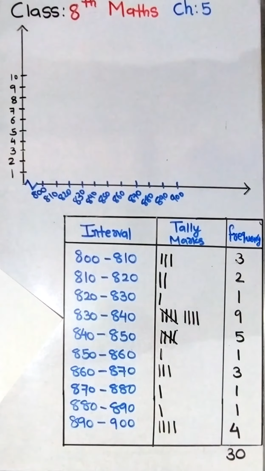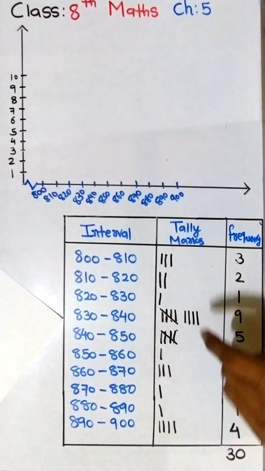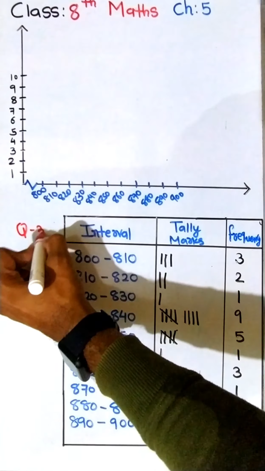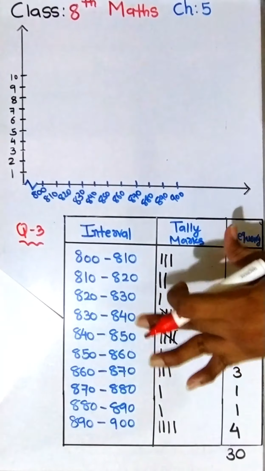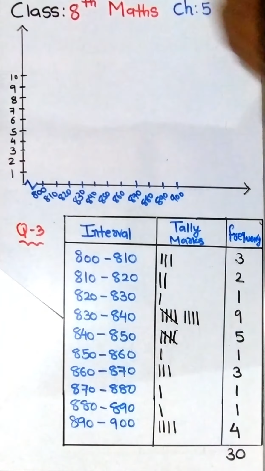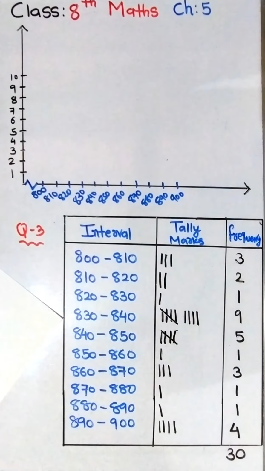So in question number 4 of the same exercise, what we are doing now is to utilize the values of the frequency table which is made in question number 3. So I have kept question number 3's table intact and on the basis of this we have to prepare a histogram for question number 4, right? So how to prepare a histogram?